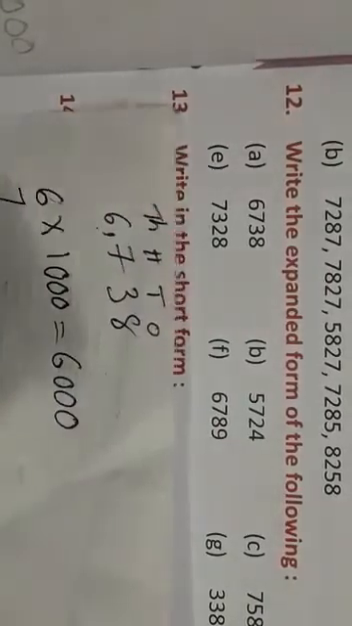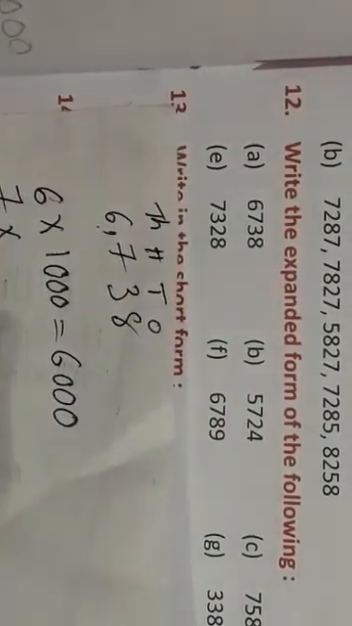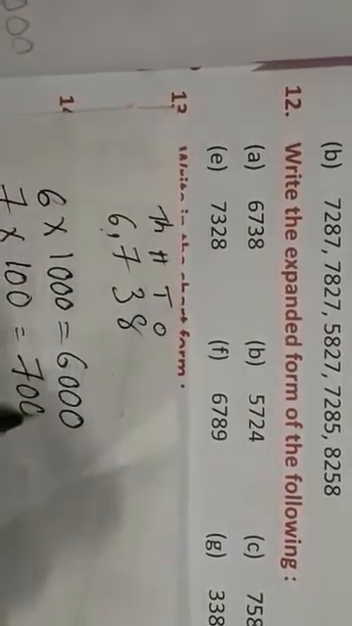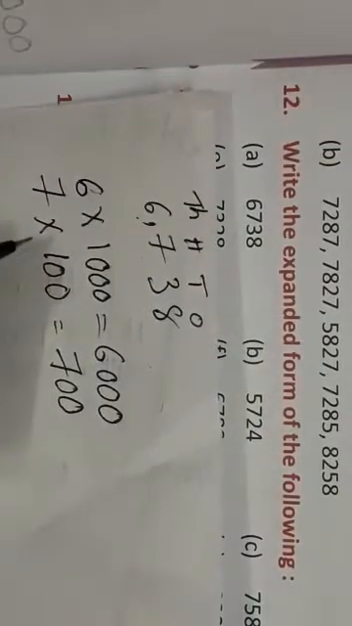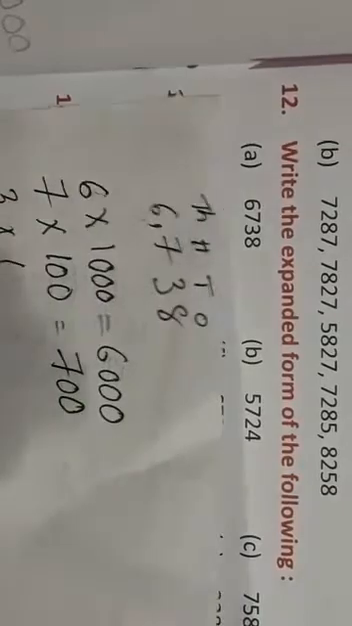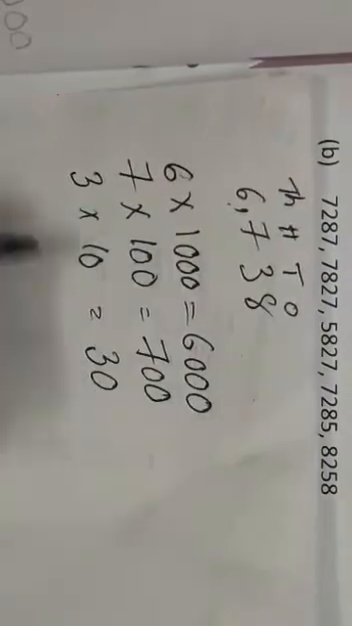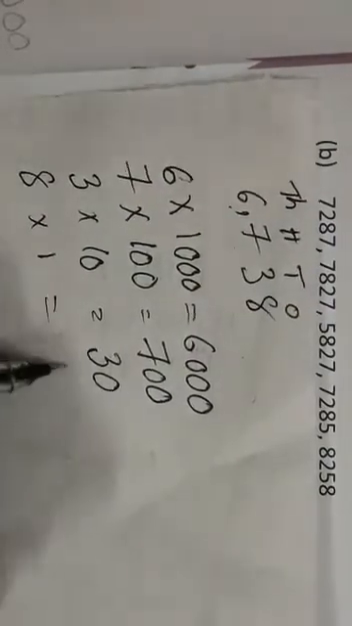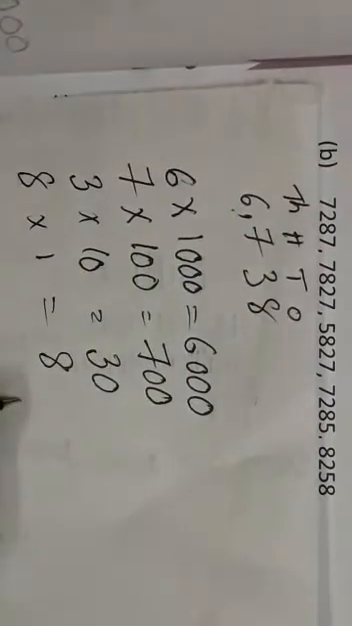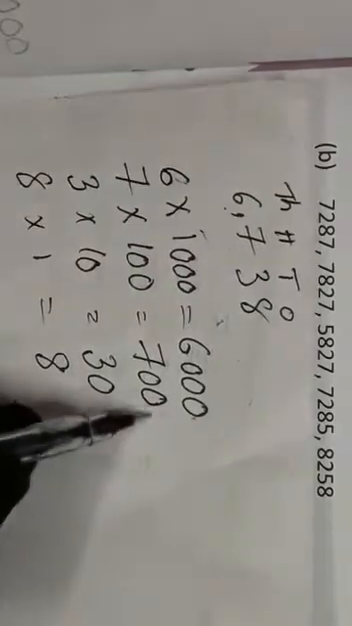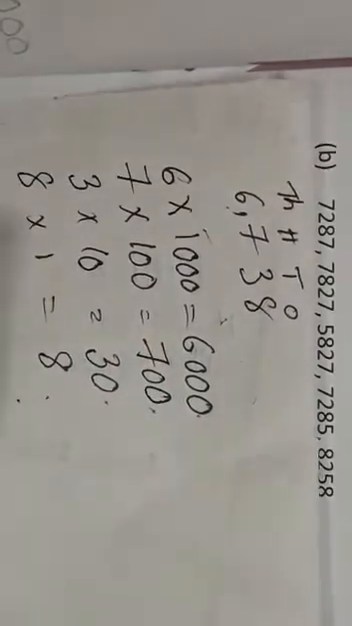It is 6,000. 7 at 100 position. We multiplied 7 by 100. 700 is equal to 700. And 3 at 10's position we multiplied 3 by 10. 3 tens are 30. And 8 at 1's position we multiplied 8 by 1. 8 ones are 8. Now this is called the expanded form. The given numeral is 6,738. 6,000 plus 700 plus 30 plus 8. It is called an expanded form.